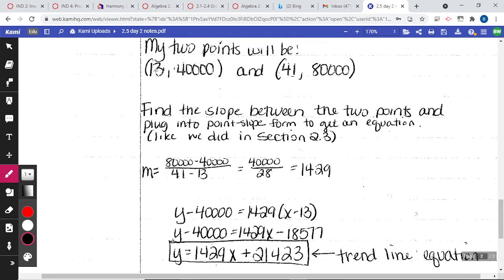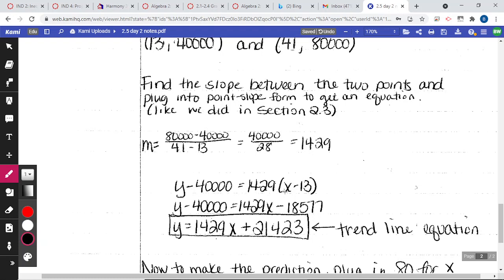Here you can see the points that are used. So the difference in the y's is 80,000 minus 40,000. That's right here, 80,000 minus 40,000. The difference in the x's is 41 minus 13. And that's the denominator. So do the calculation, and there's the slope, 1,429. In this example, yours will be a little bit different.